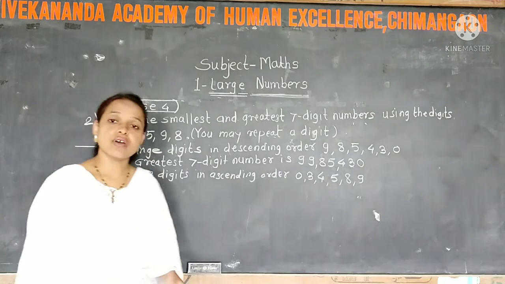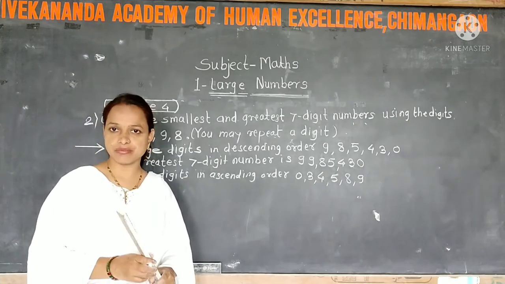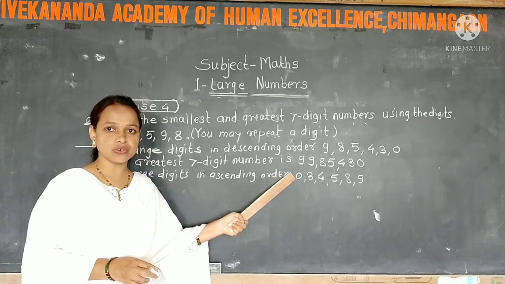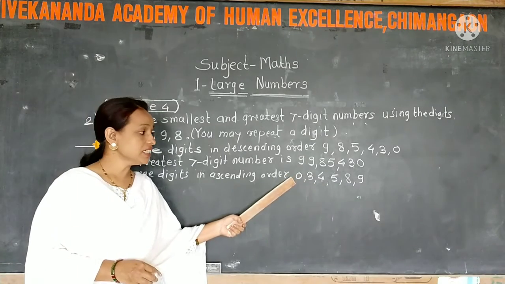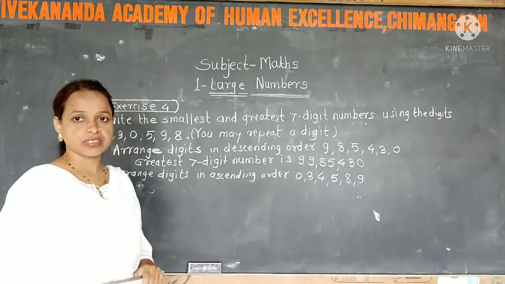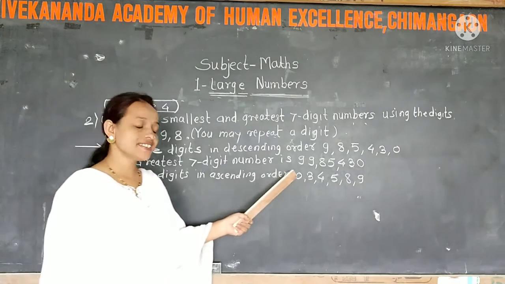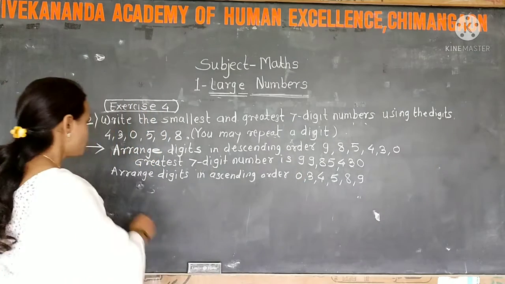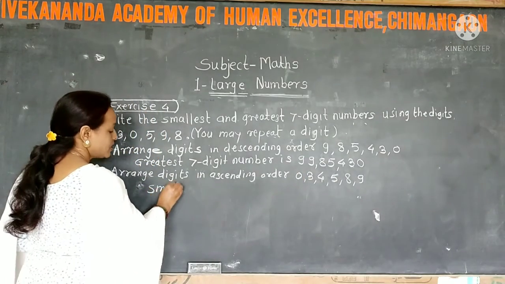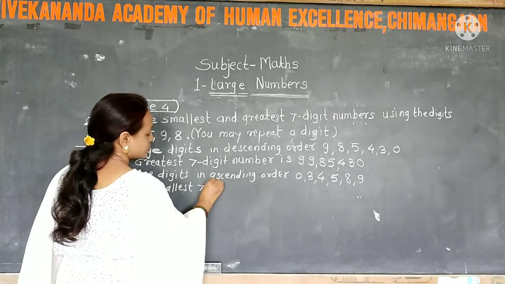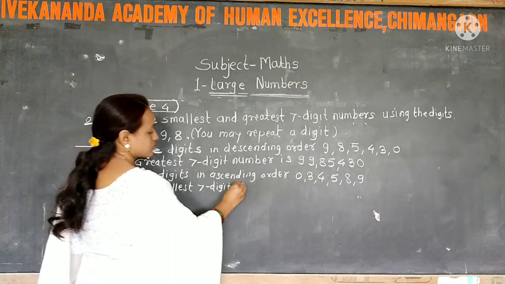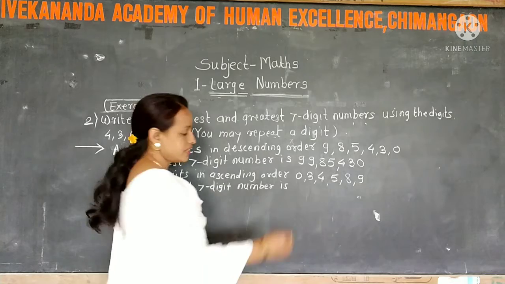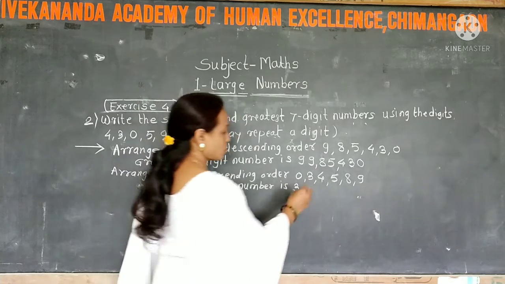But student, while writing a smallest 7-digit number, we never start with the digit 0 because 0 has no value. So we will start with the digit 3. And here smallest digit is 0. So we repeat here digit 0. Now, so we get smallest 7-digit number, we start with the digit 3 and we repeat digit 0.